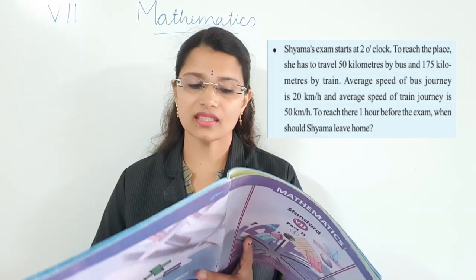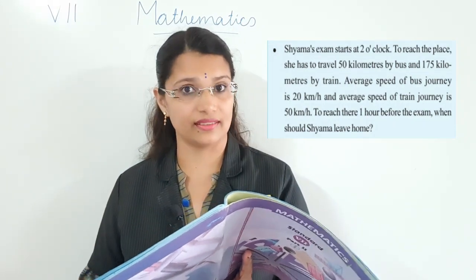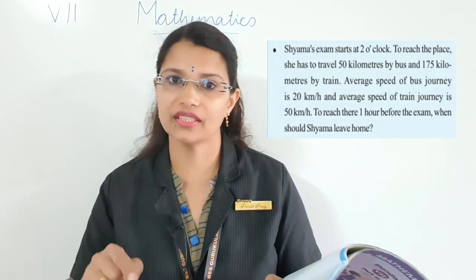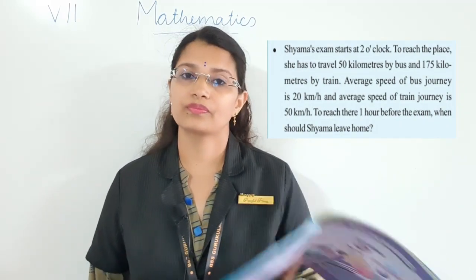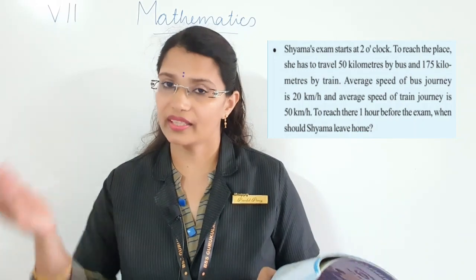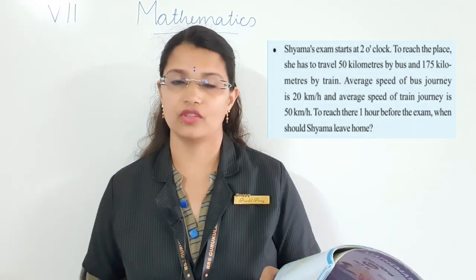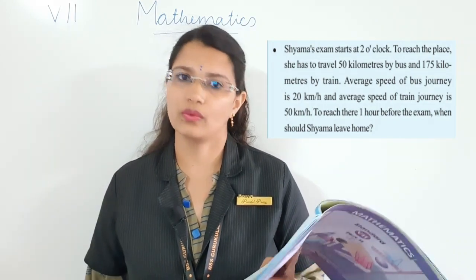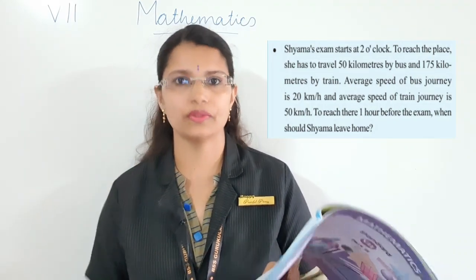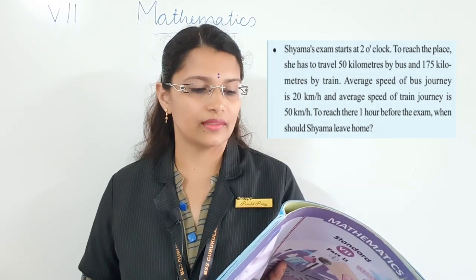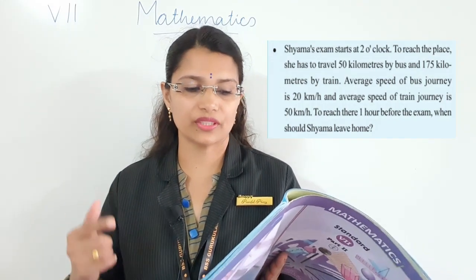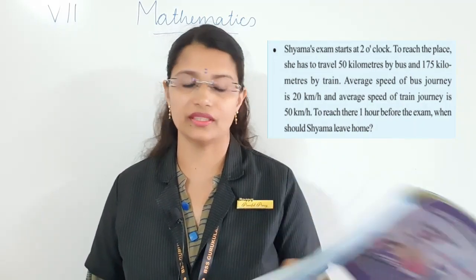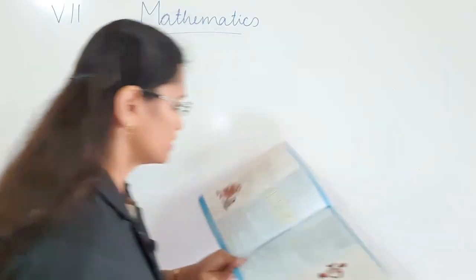Here, Shyama is going to write an exam. Her exam starts at 2 o'clock, but she has to reach there by 1 o'clock. How? 1 hour before the exam. 1 hour before the exam means 2 minus 1 is equal to 1. So, 1 o'clock she has to reach there. Then, to reach the place she has to travel 50 kilometers by bus and 175 kilometers by train. Let's write.